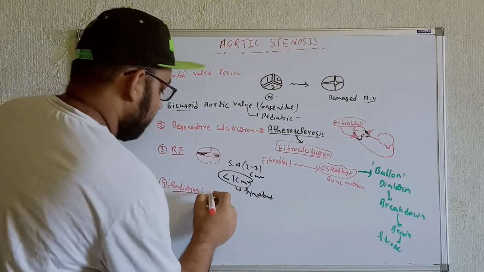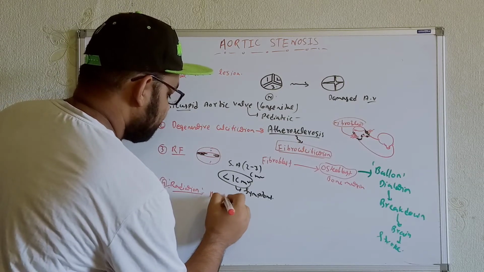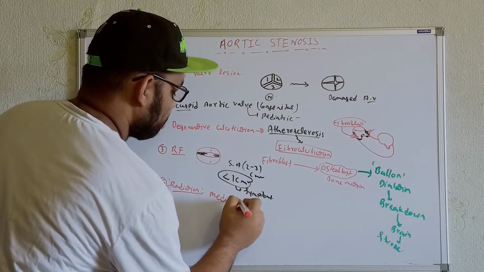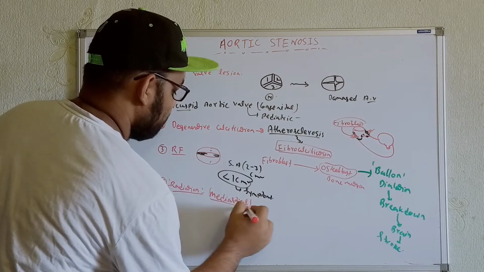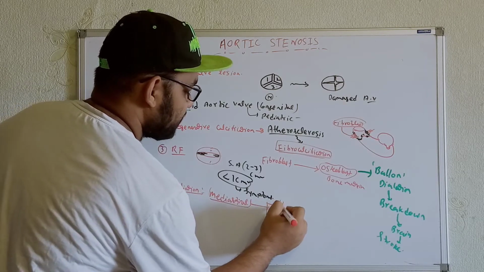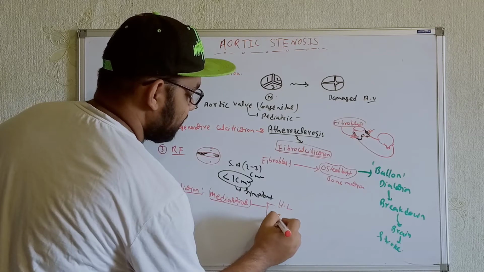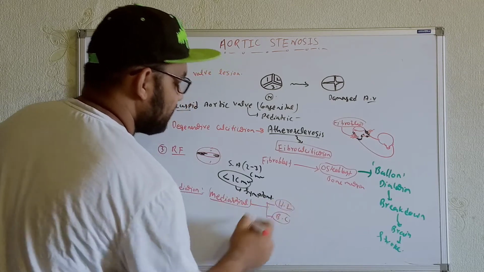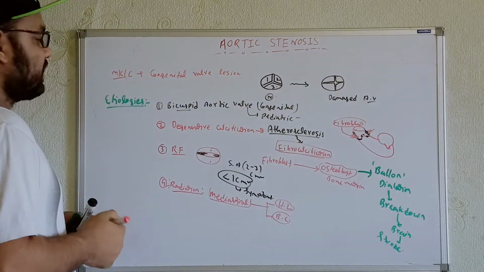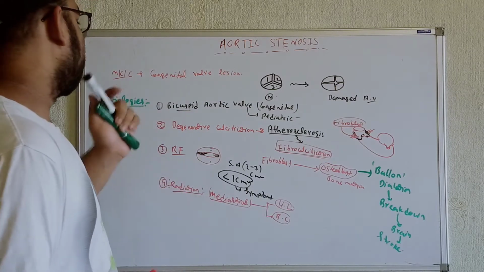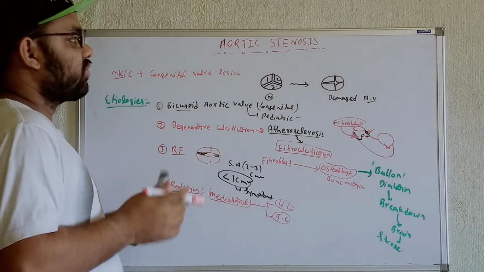Now in terms of mediastinal, Hodgkin lymphoma, or breast cancers, in these cases there is a chance for these things. So these are the etiologies I have discussed till now, the etiologies of aortic stenosis.